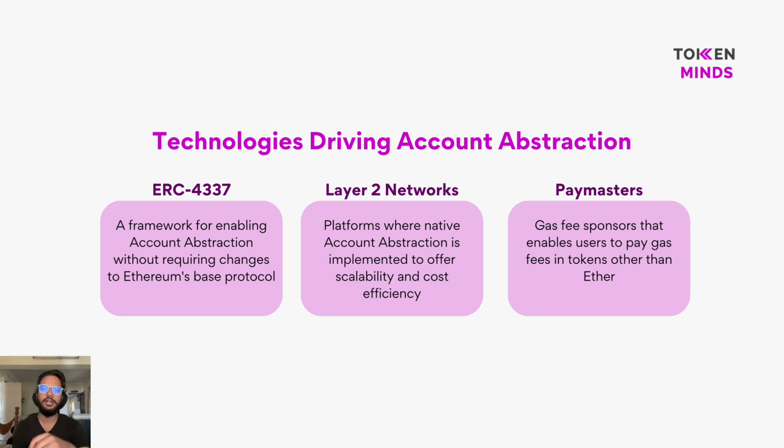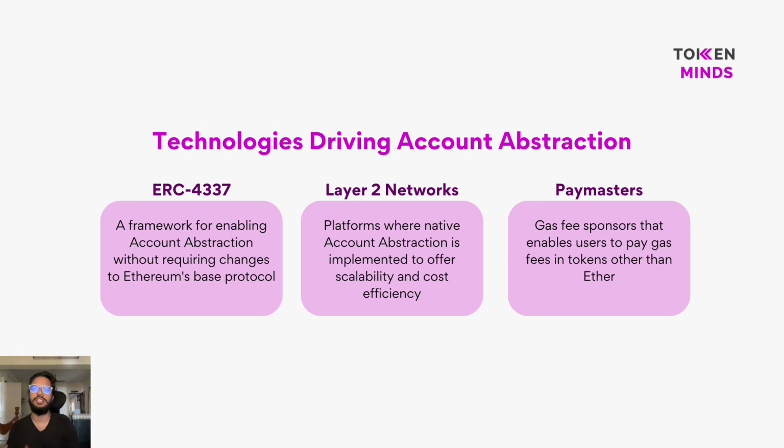EntryPoint.sol is the contract created on Ethereum through which any account abstraction transaction needs to go. Whenever you create your smart contract, it is going to interact with the EntryPoint.sol smart contract on the Ethereum chain. And from there onwards, it goes on to the account abstraction parts. And then came the layer 2 networks.